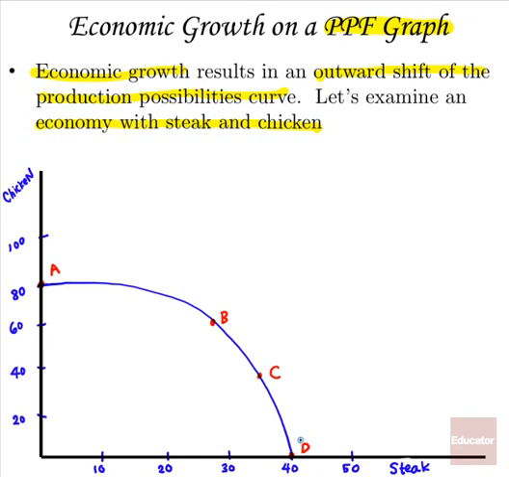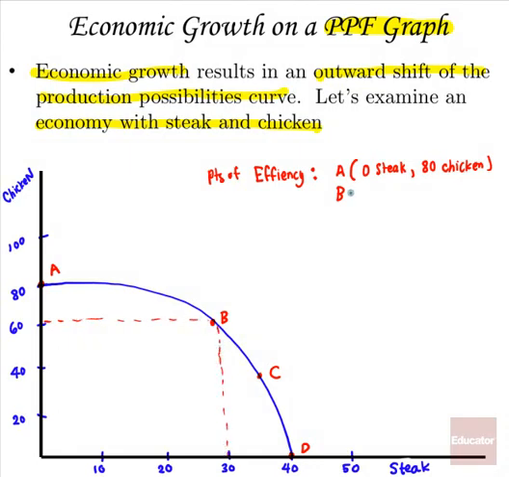So what are these points of efficiency here? It's always good to do a little bit of review. Points of efficiency. Okay. So that would be point A, which is going to be 0 steak and 80 chicken. Okay, point B. Okay, let's do 30 steak and 60 chicken.